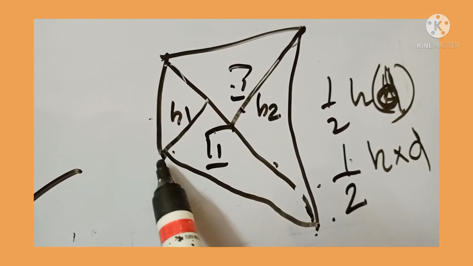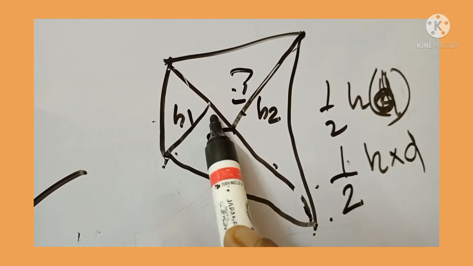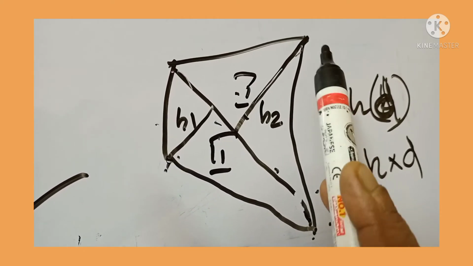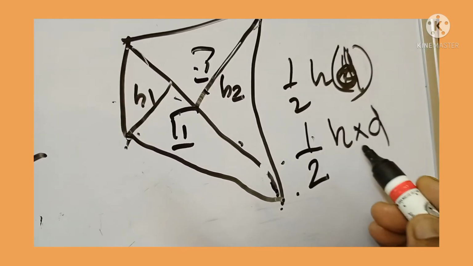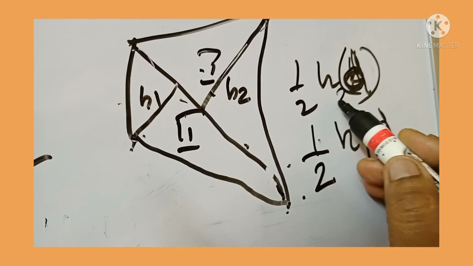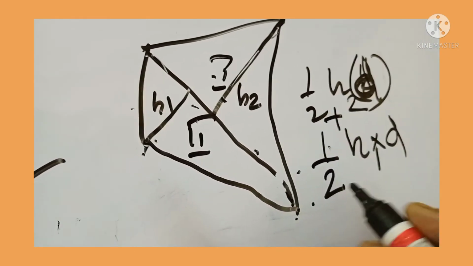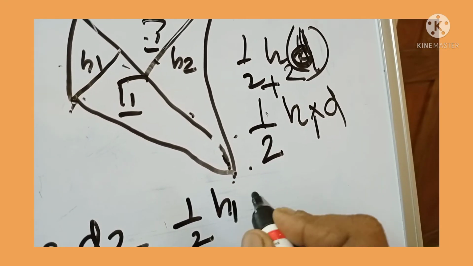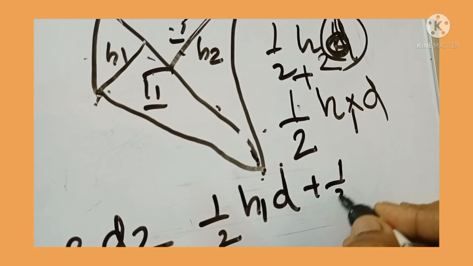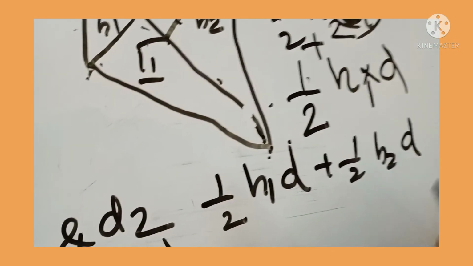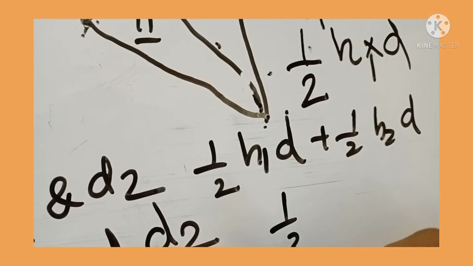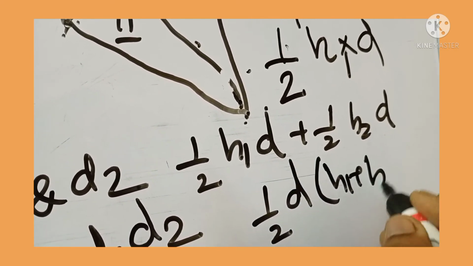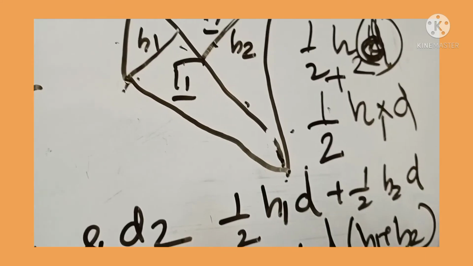Let it be h1 be the perpendicular from one vertex to the diagonal, and h2 be the one perpendicular from the other vertex to the diagonal. So let it be H1 and H2. The total measure of these two will be the area of the quadrilateral. That is half H1D plus half H2D. Then what is the area? That is half D into H1 plus H2. What is D? D is the length of the diagonal.